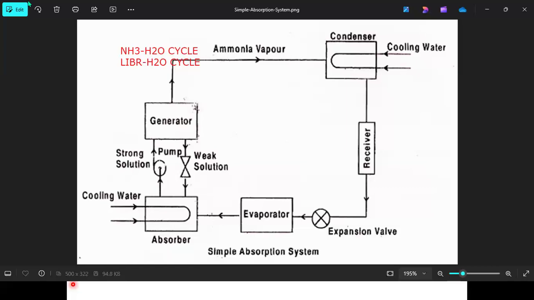Actually, inside this generator, we can see some kind of heating coils. Some kind of heating coil. I'm bad at drawing, guys, actually. Okay, so this is meant to be the heating coil. The main advantage of this VAR cycle is the generator. The heating coil can be connected with a conventional energy source itself.